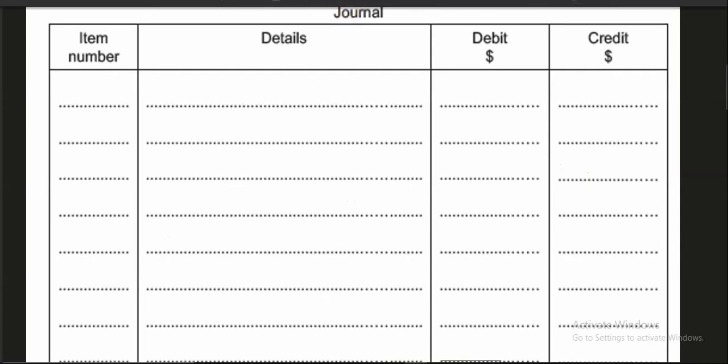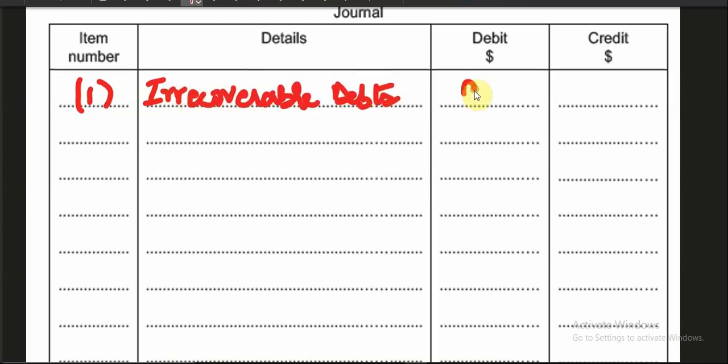So let's go over here to our journal. In our journal, we would first write item number 1, and since Ramla is the owner of the business, we would create the irrecoverable debt account as debit, which would be 99, and Mai over here would be credited by 99.